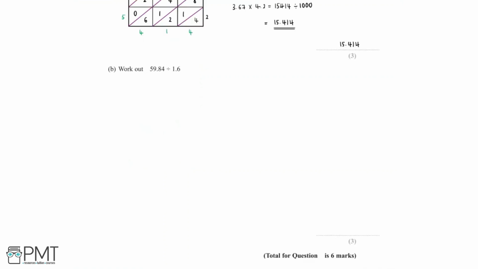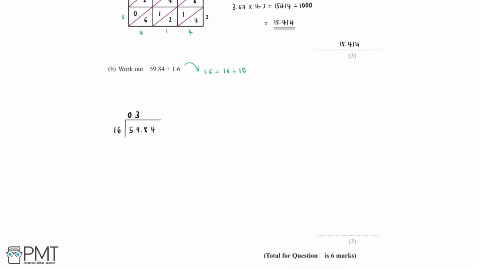Now in part B, we need to work out 59.84 divided by 1.6. Now we can use the bus stop method in order to work this out. Now we know that 1.6 is equal to 16 divided by 10. And so we can use the bus stop method in order to find 59.84 divided by 16. First we need to find out how many 16s go into 5, and the answer is 0. Then we need to find out how many 16s go into 59, and the answer is 3. We know that 3 16s go into 59 because 3 multiplied by 16 is equal to 48.